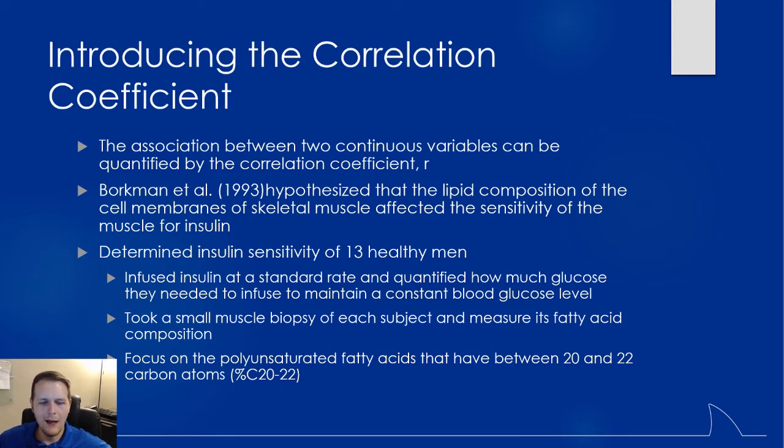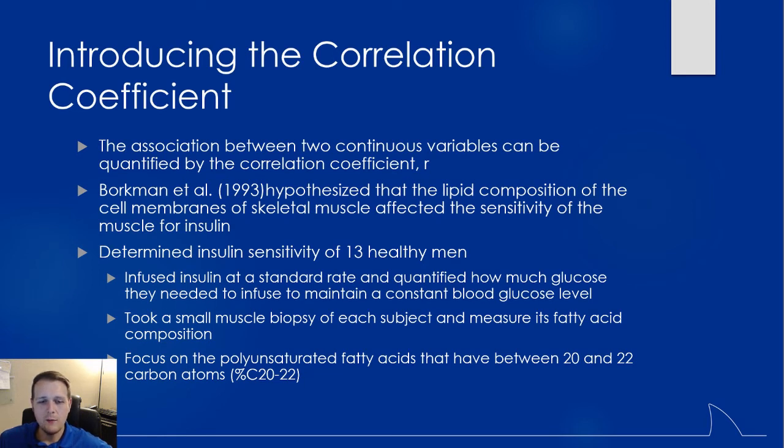And then they quantified how much glucose was needed to maintain a constant blood glucose, right? The higher glucose needed would show more sensitivity to insulin because you're uptaking more of that glucose, and then lower glucose needs would indicate more resistance because not as much of it was being taken up in that skeletal muscle.